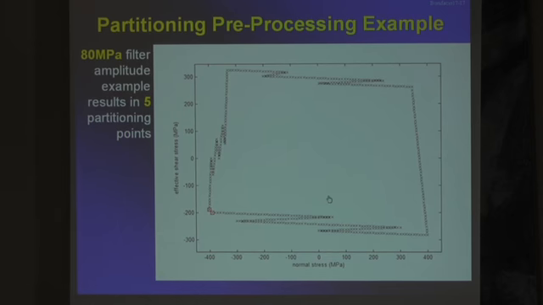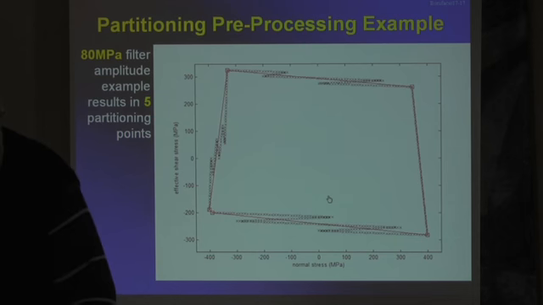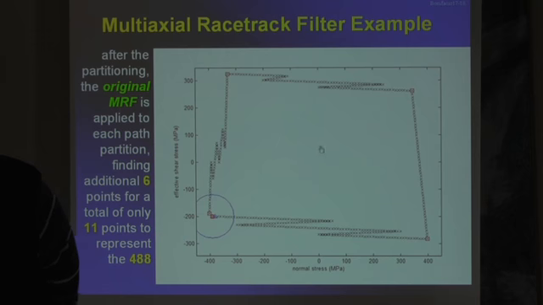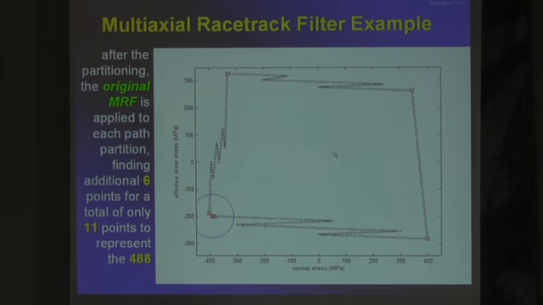Starting at the end point of the load history, we take the most distant points from the load history. In a hurry, we can get the overall shape of the history. Then we do the racetrack filter to consider the events that can cause damage.